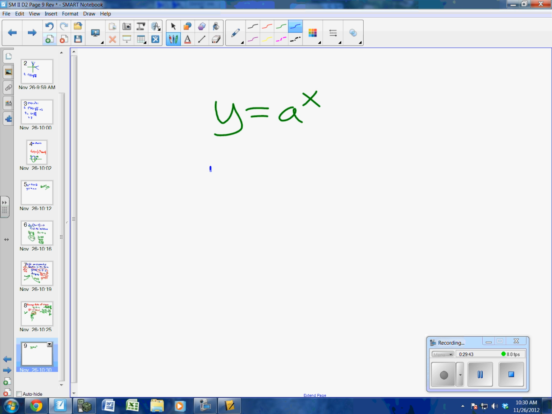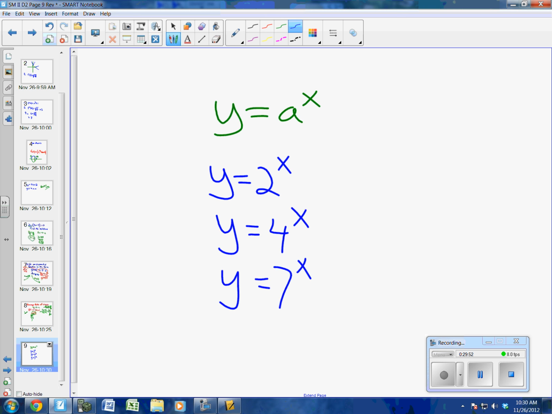Let me show you. Let's make up a few functions: y equals 2 to the x, y equals 4 to the x, y equals 7 to the x. I would graph these in your calculator. You guys tell me, where do they all intersect? They're all going to intersect in one point. Where is that point? I would do it on a standard window, Zoom 6.